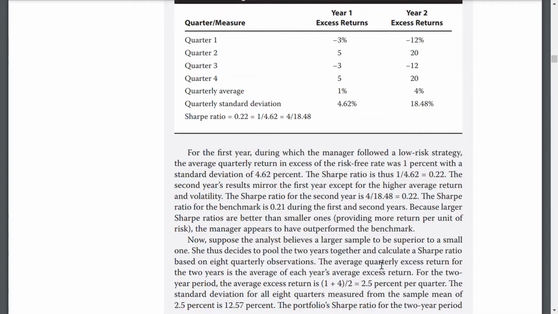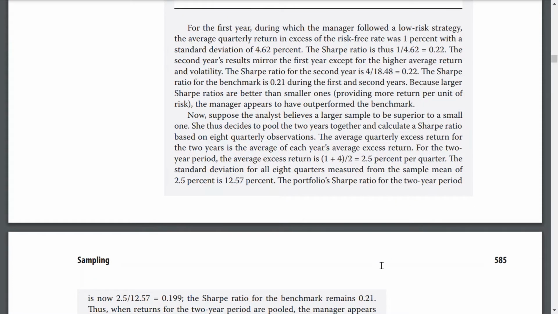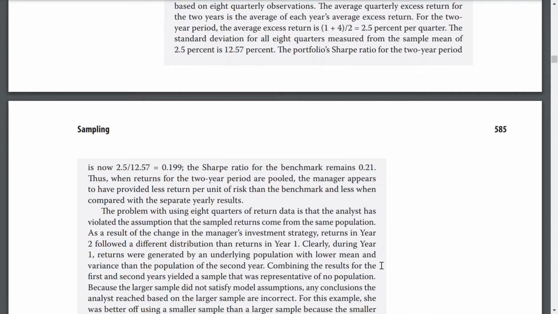Now suppose the analyst believes a larger sample to be superior to a small one. She thus decides to pool the 2 years together and calculate the Sharpe ratio based on 8 quarterly observations. The average quarterly excess return for the 2 years is the average of each year's average excess return. The average excess return is 1 plus 4 divided by 2, which is 2.5% per quarter. The standard deviation for the 8 quarters is 12.57%. The portfolio's Sharpe ratio for the 2-year period is therefore 0.199.